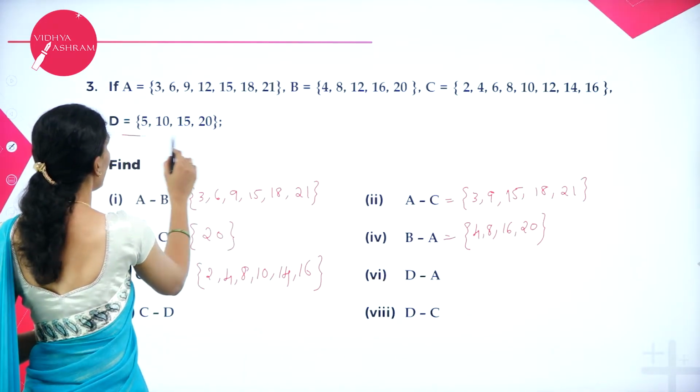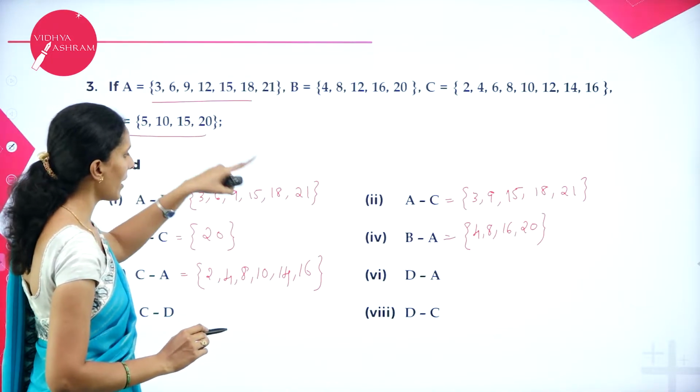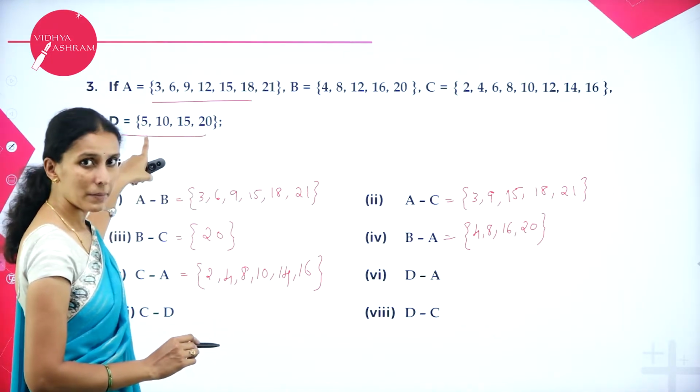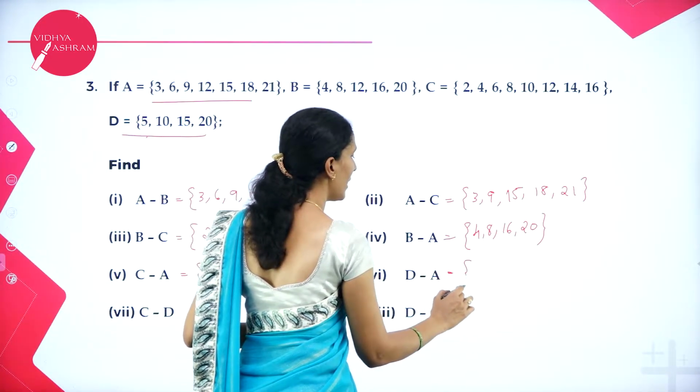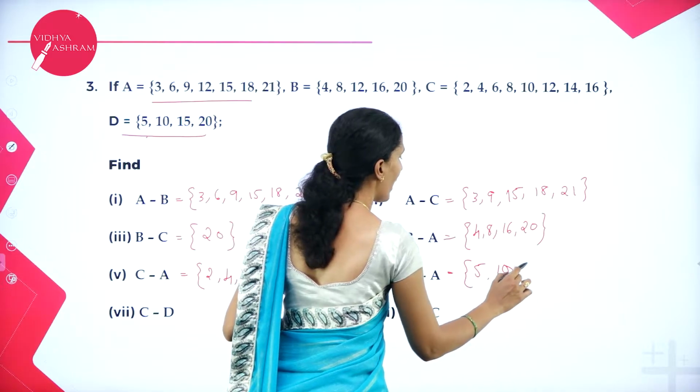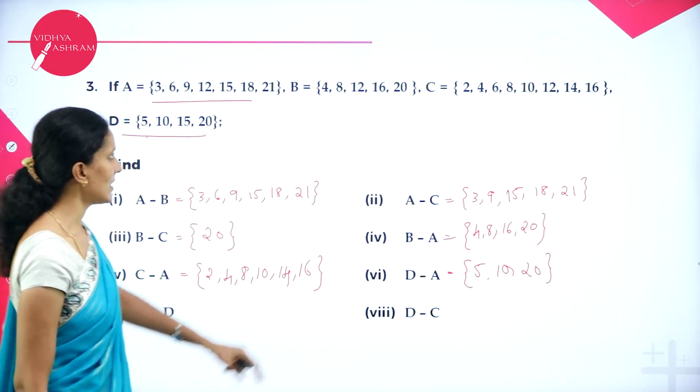Next one is D minus A. So you can see D and A here. The only common element is 15. So D minus A means write only the elements of D but not in A. So you can write all the elements except 15. So 5, 10, 20.